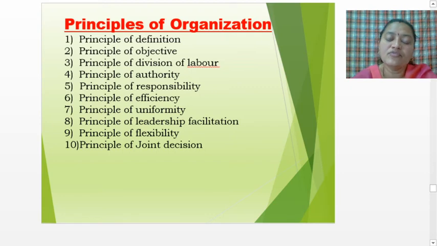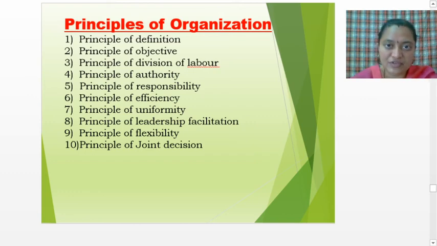Then principle of division of labor. What do you mean by division of labor? The total work of the organization has been divided into different parts and subparts. If the work is divided among different parts and subparts, then the work becomes easy and time also is saved. Then principle of authority and responsibility. Authority is there with the top level management, and they will give whatever responsibility to the middle level and lower level management.